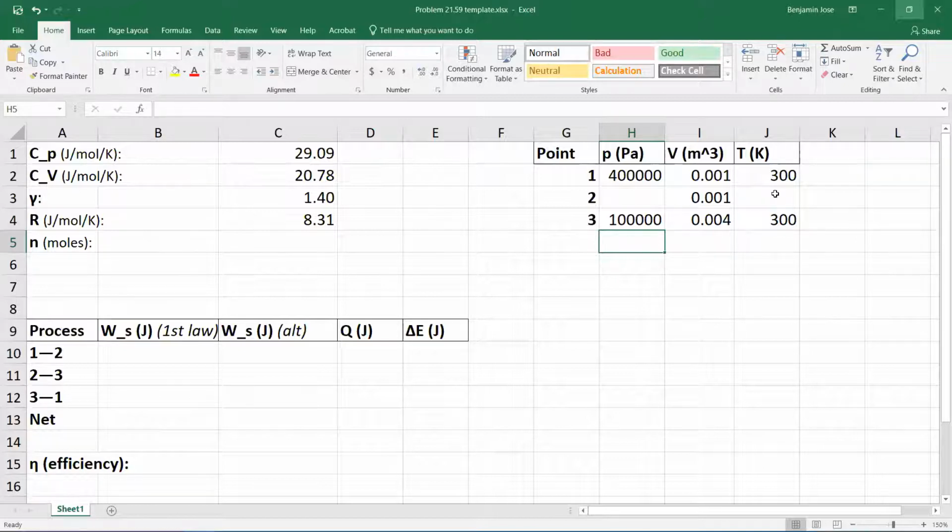The problem asks us to basically complete the table: find the work done for every process, the heat in or out for every process, the change in thermal energy, and lastly, what's the efficiency of this engine? That's the interesting part, right? Because if you just showed this graph to the average member of the public, they would have no idea how to look at a graph and figure out how efficient an engine is. So it's cool that we can do that.